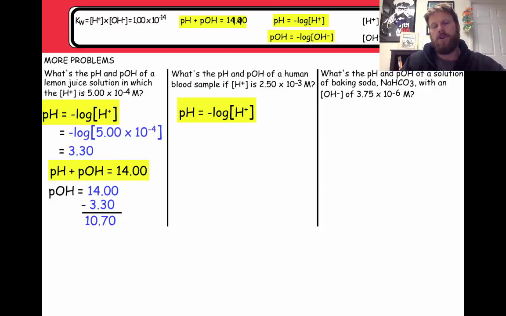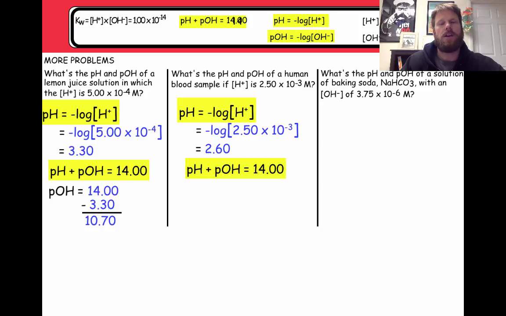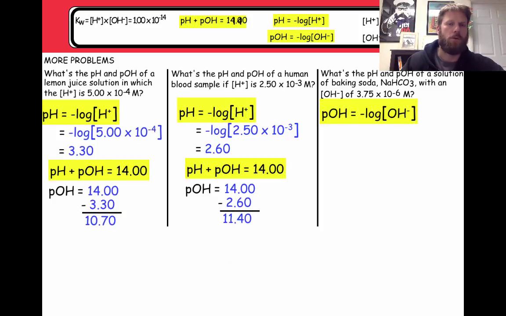Human blood. If we know the H plus concentration is 2.5 times 10 to the negative third, what is pH and pOH? Well, take the negative log of 2.5 times 10 to the negative third, and you get 2.60. To find the pOH, you take 14 minus the pH. So in this case, 14 minus 2.60, you get 11.40 for the pOH.